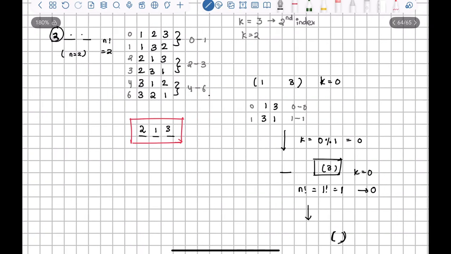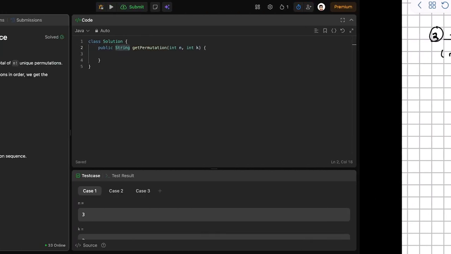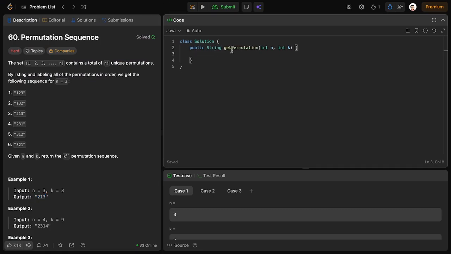So I hope this simple example was kind of clear on how we thought about this, right? So now let's just quickly code it up, right?